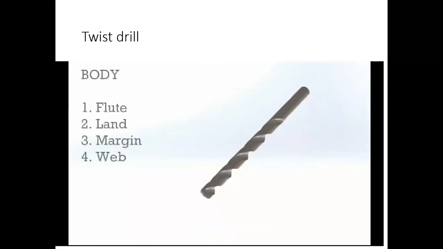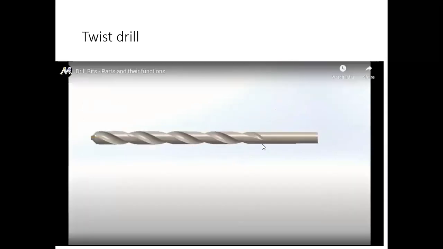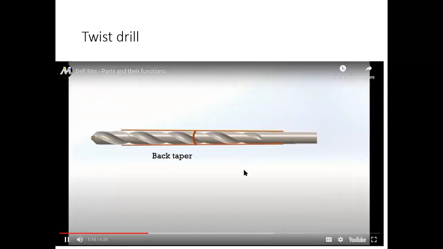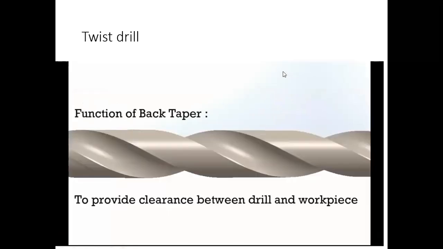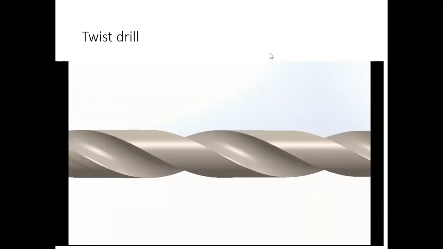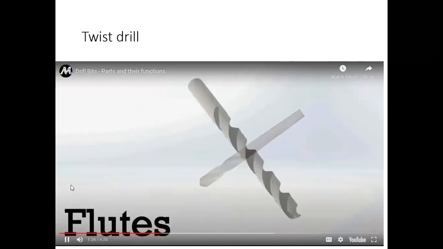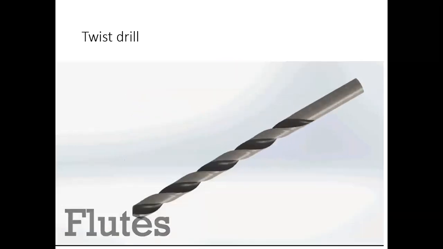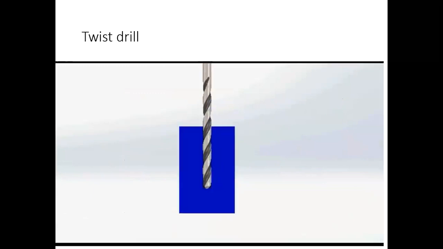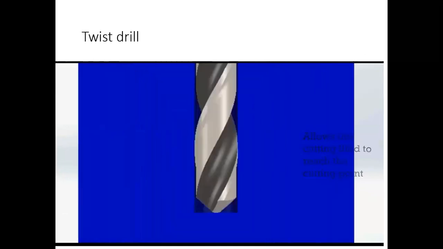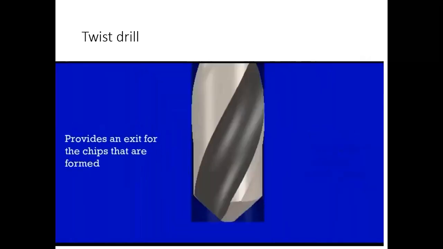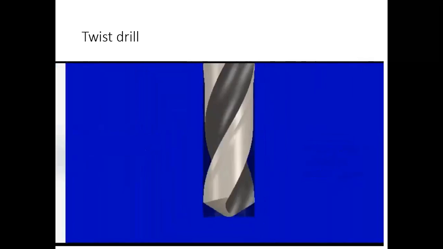The body has several parts. Often the body is back tapered, that is, it becomes thinner towards the shank. This is done to provide clearance between the drill and workpiece to prevent friction and heating. There are helical grooves on the body called flutes. They have two main functions. One, to allow the cutting fluid or lubricant to reach the cutting point, and two, to provide an exit for the chips that are formed.